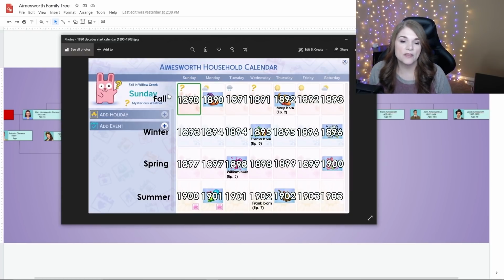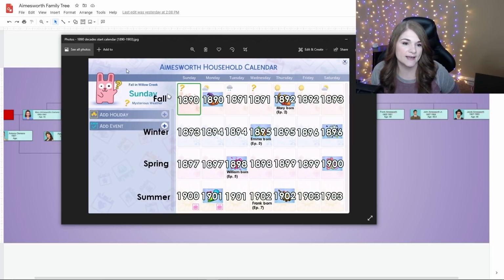Okay, so what you're seeing is a screenshot of the calendar. Now, I was smart enough that I had the very first save file of this challenge, so I could go back. Now, everybody was still in the original house, and the kids were like teenagers, but we were still using the 1-week seasons back then.